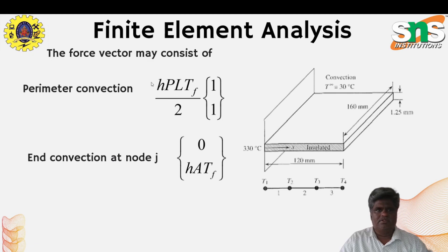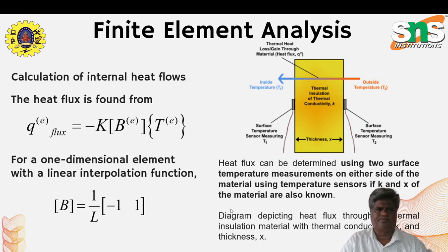The example of the force vector is seen in this slide. It is a rectangular cross-sectional pin. One end is connected to 330 degrees Celsius, and the surrounding fluid Tf is 30 degrees. Actually, the heat transfer will flow in one direction only, the x direction. So for this rectangular pin, the J node is exposed to the surrounding fluid, so we can use this force vector formula, the end convection at node J.